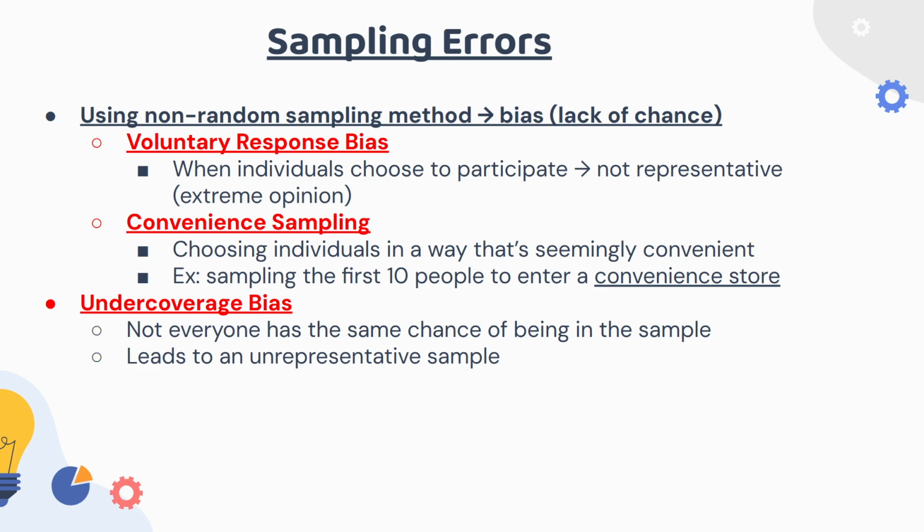So like I said, when people choose to participate, it will not be representative, because they'll often have an extreme opinion, unlike the people who don't respond, who have the moderate opinion. That is often the majority. But often the lower majority will have an extreme opinion.